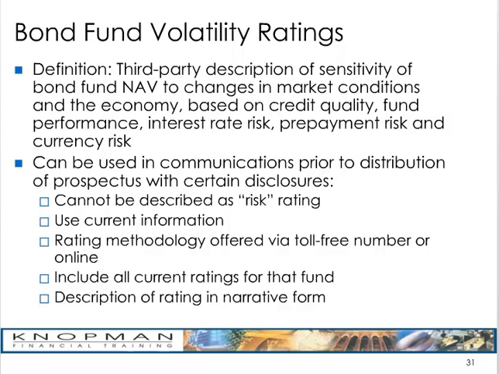Those disclosures are that the rating can't be described as a risk rating. The information and data must be current. The specific methodology of the rating must be offered via a toll-free number or on a specific website. All current bond fund volatility ratings must be included for that particular fund. And the rating must be described in narrative form. So what is 2 stars, 3 stars, 5 stars? What does that mean as far as sensitivity or what an investor could expect? So again, these are disclosures required if an investor is receiving one of these communications before they've received a prospectus for the particular fund.